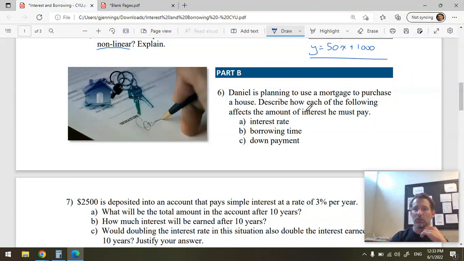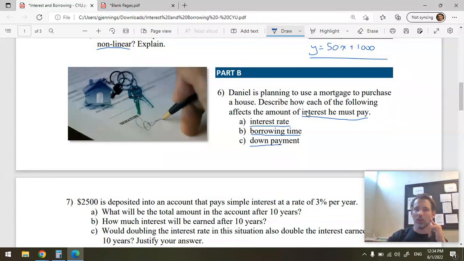Next, Daniel is planning to use a mortgage to purchase a house. Congratulations, Daniel. Most people do. Now, describe how each of the following affects the amount of interest he must pay. If the interest rate is higher, he will pay more interest. If the interest rate is lower, he will pay less interest. If he takes longer to pay that back, he will pay more interest. If he takes shorter to pay that back, he will pay less interest.